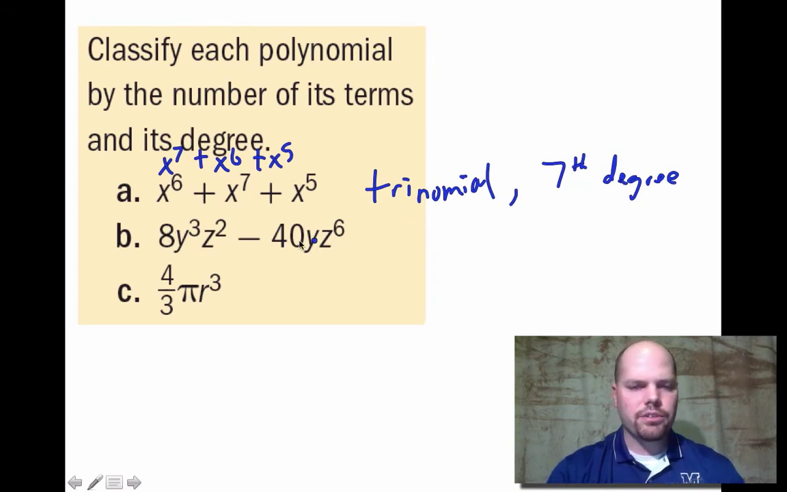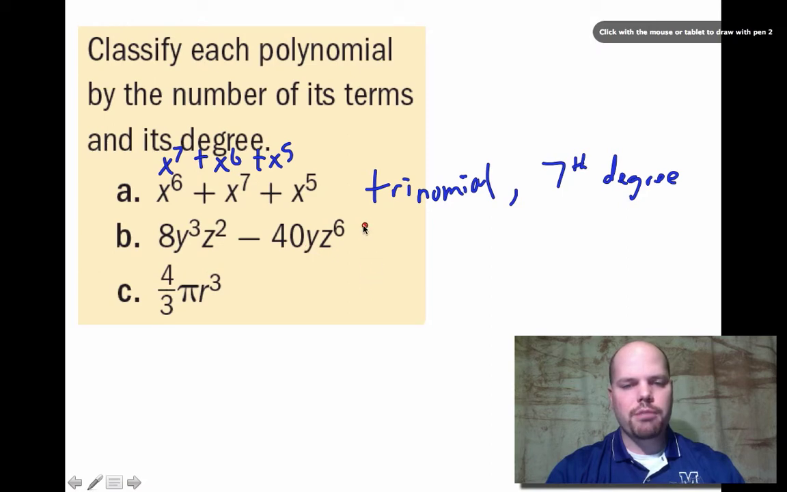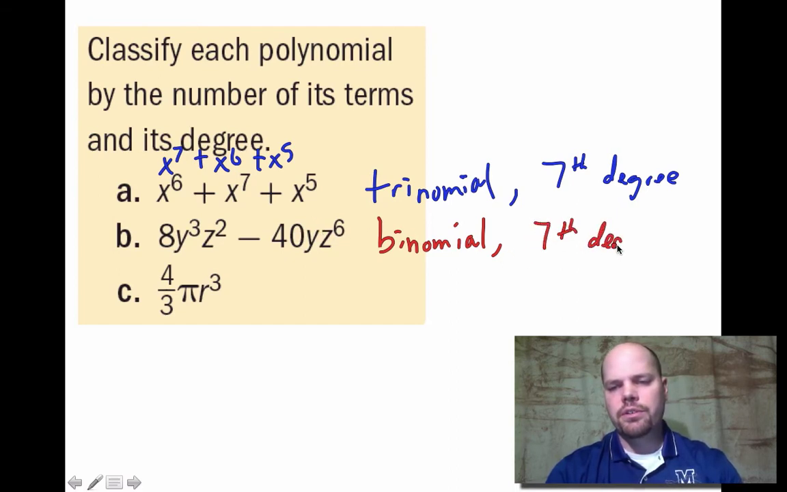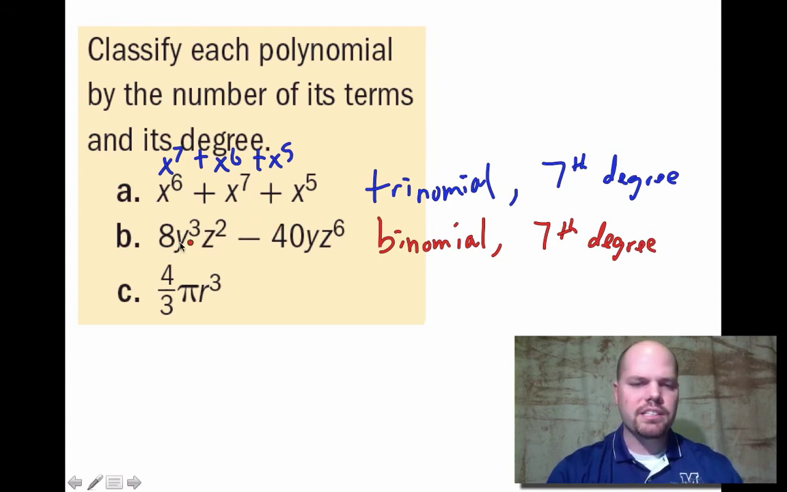Okay, this next one, there are 2 terms, so it is a binomial. Okay, and we have a 3 plus 2, so that's 5. That's not the highest though. This is a 1 plus 6 is 7, so this is also a 7th degree. So if you're putting this one in standard form, you'd have negative 40yz to the 6th plus 8y cubed z squared.